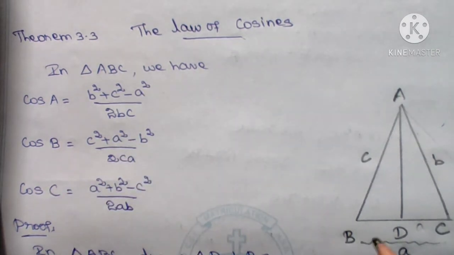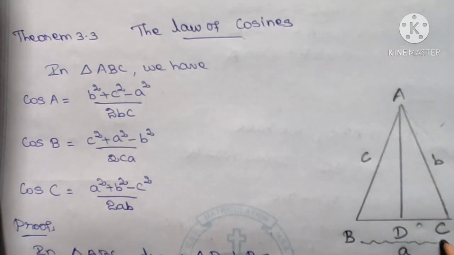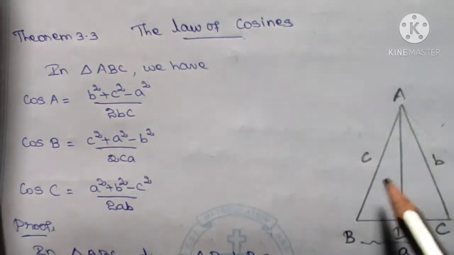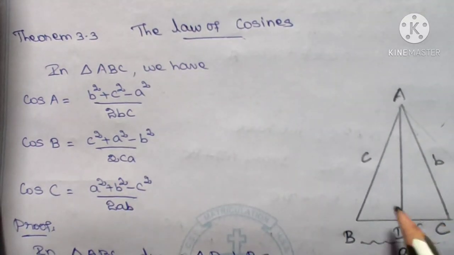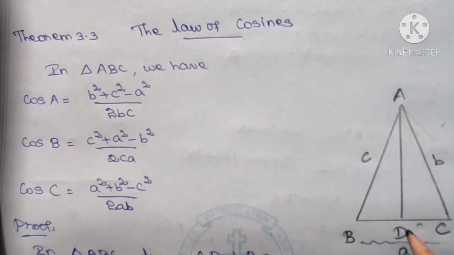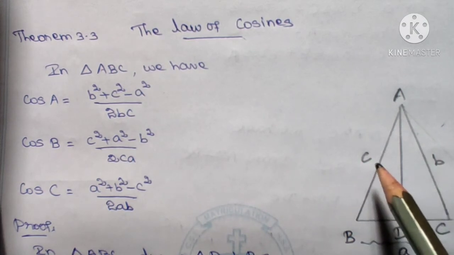Listen to the diagram. In triangle ABC, AD is perpendicular to BC. The side opposite angle A, you take the small letter a. This length is a. The side opposite B, take b, and the side opposite angle C, you take c. The side opposite A is small a, opposite B is small b, opposite C is small c.